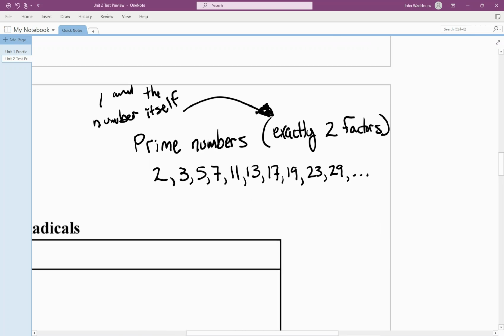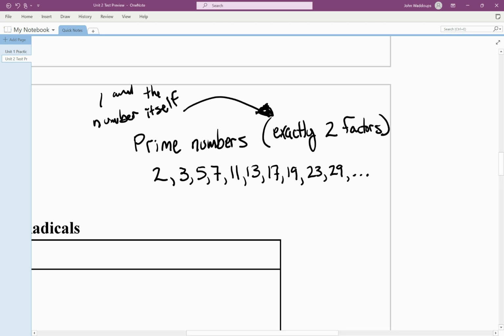Prime numbers are numbers that have exactly two factors. So 2 is only 1 times 2. 3 is only 1 times 3. 4 is not on the list because in addition to 1 times 4, you also have 2 times 2. So no other even numbers other than 2 are on the list, and every other prime number is odd, but not every odd number is prime.